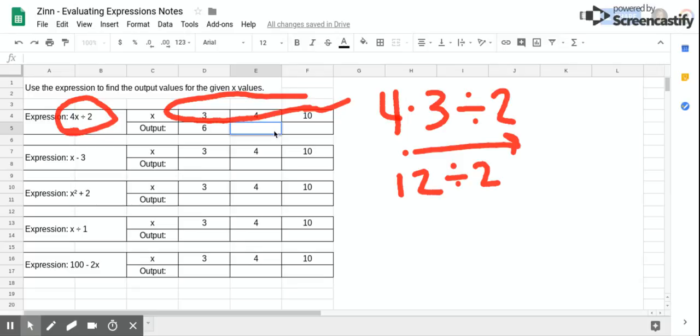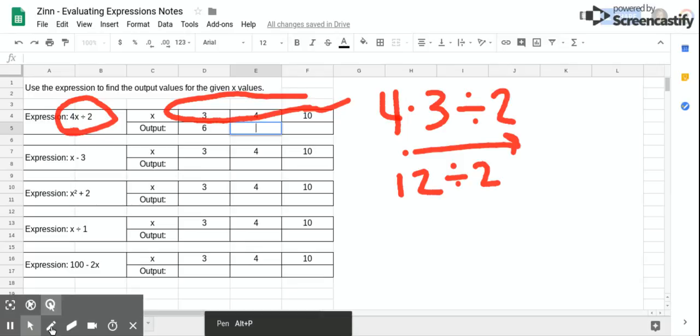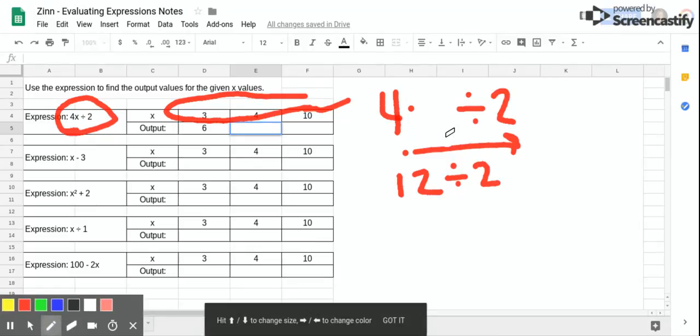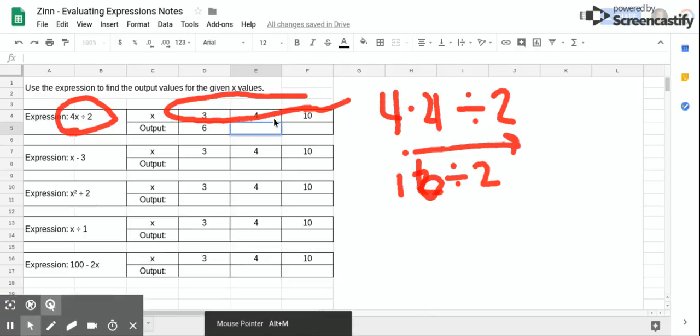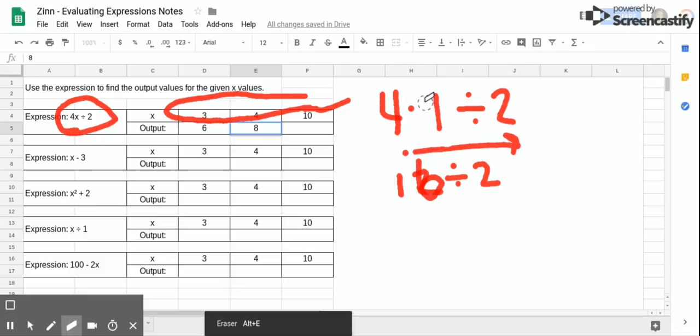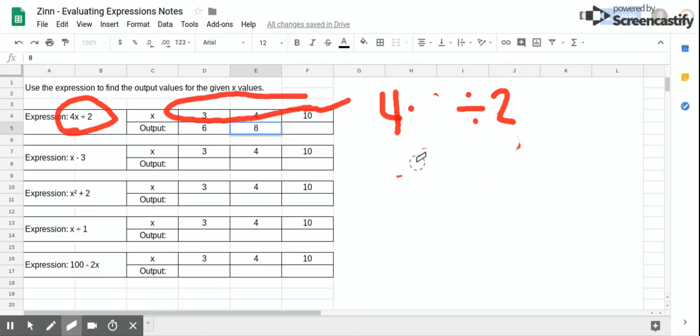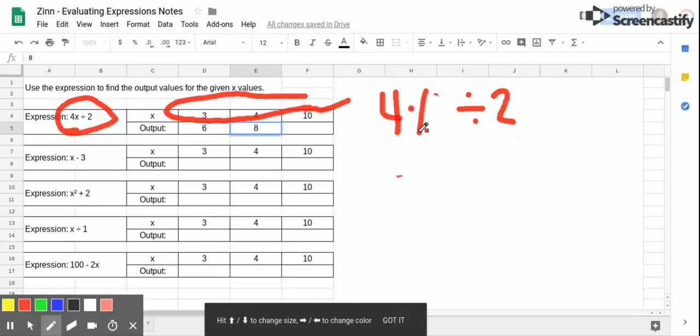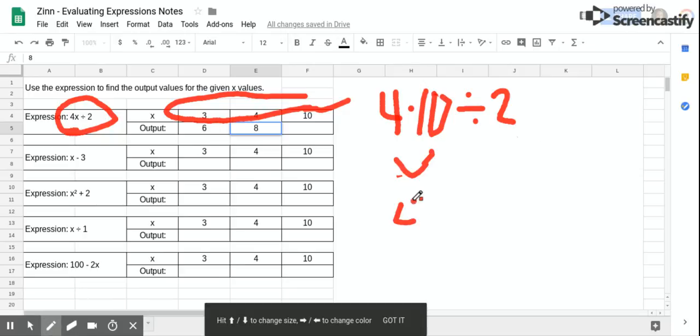And then you do the same thing, except for now you're going to sub in the number 4. So instead of 4 times 3, you would do 4 times 4 divided by 2. 4 times 4 is 16, and 16 divided by 2 is 8. And then the last number you're going to substitute in is 10. And I said yesterday 10 is my favorite number to work with because it's super easy. So 4 times 10 is 40, and 40 divided by 2 is 20.